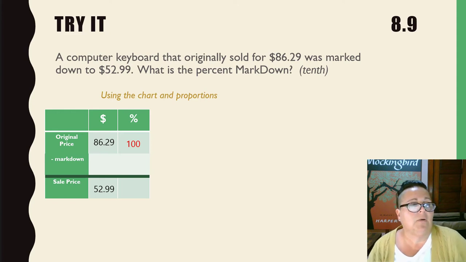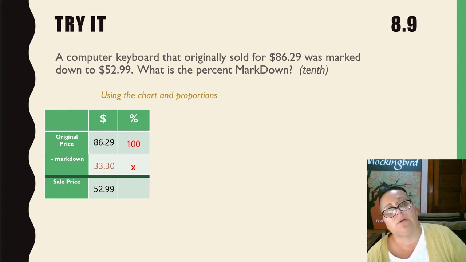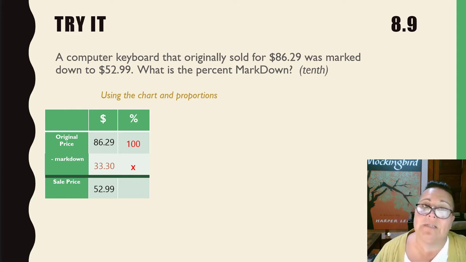All right. So if I know the original price is $86.29 and the sale price is $52.99, I can subtract those two, right? And I get a difference of $33.30. So $33.30 is the amount of the markdown, and I need to find the percent of the markdown. So my X goes in the percent markdown, and then I can put my little box over there.